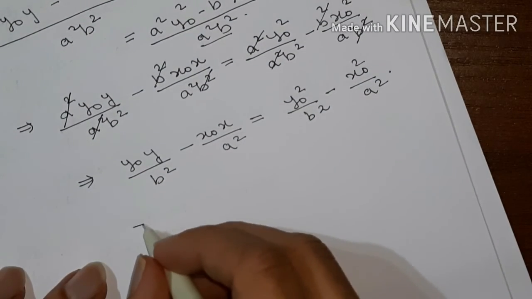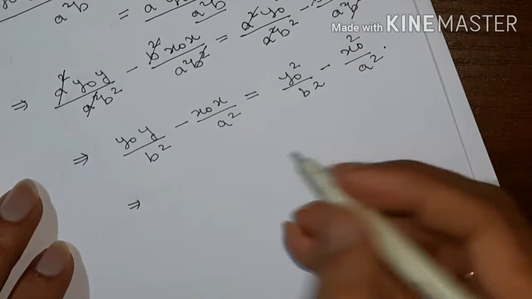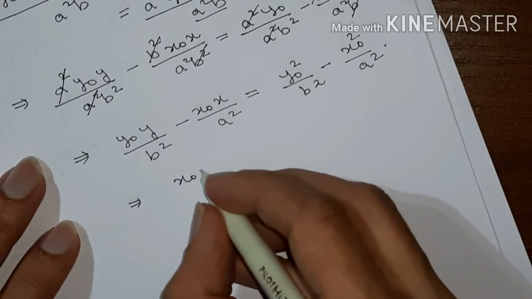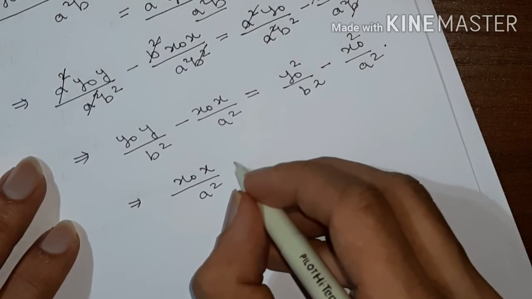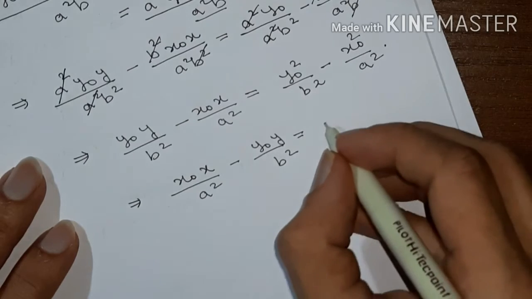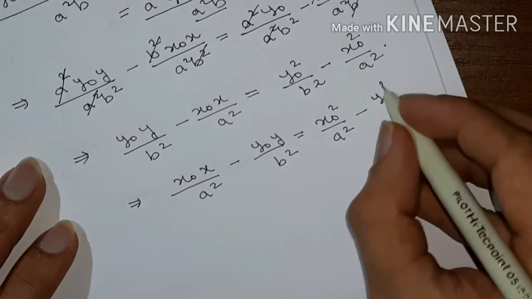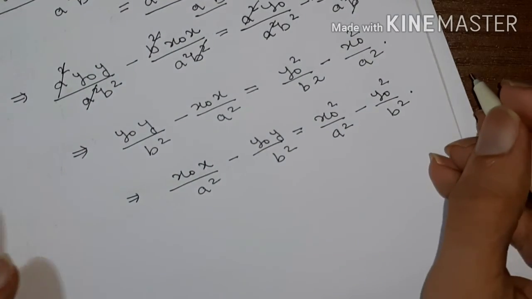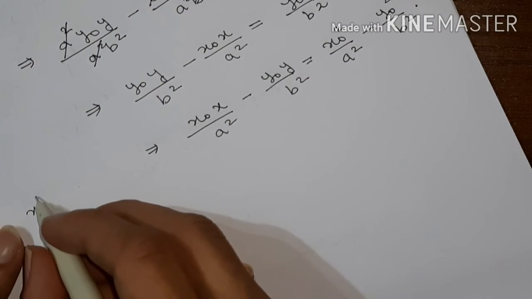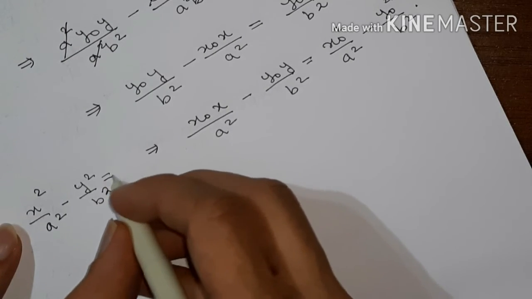Okay, so now if we multiply by a minus sign on both sides, or simply change the sign, you will get x naught x divided by a square minus y naught y divided by b square is equal to what, x naught square divided by a square minus y naught square divided by b square. Okay, now you can see that if you look at the equation of the given curve, that is x square divided by a square minus y square divided by b square is equal to 1, right?